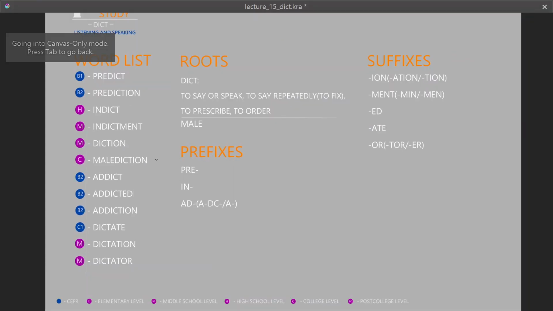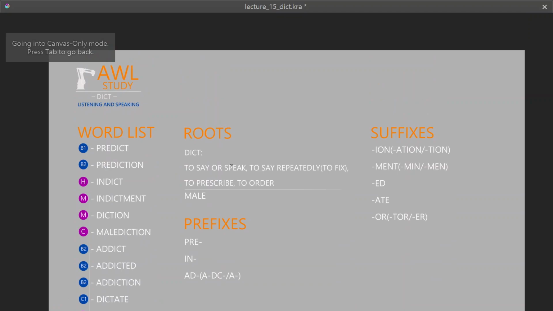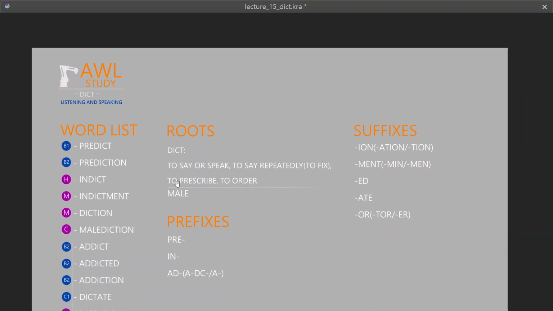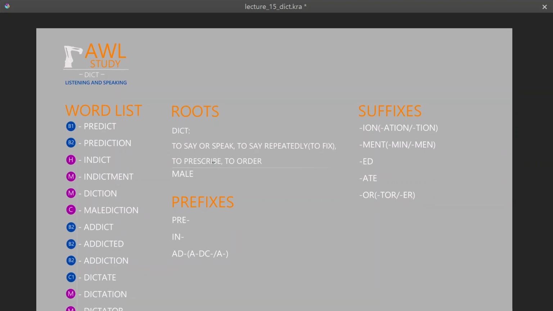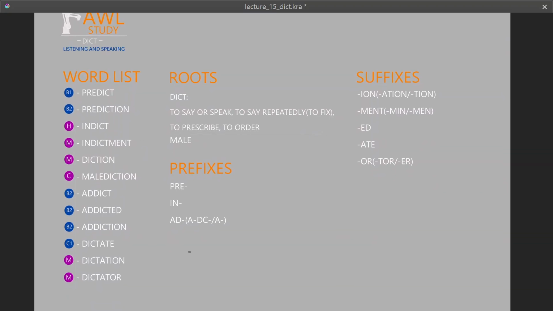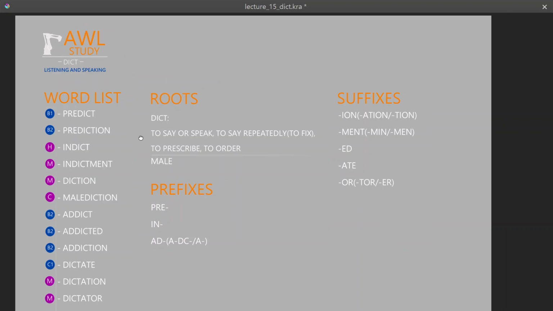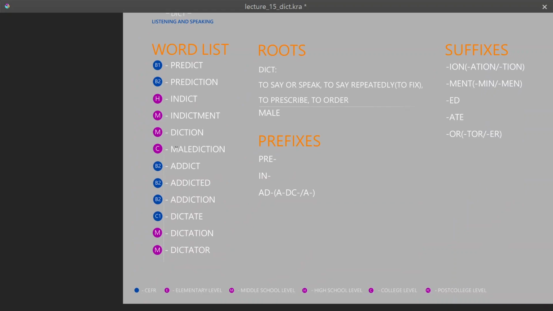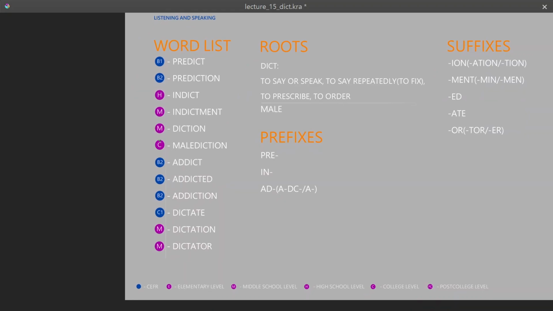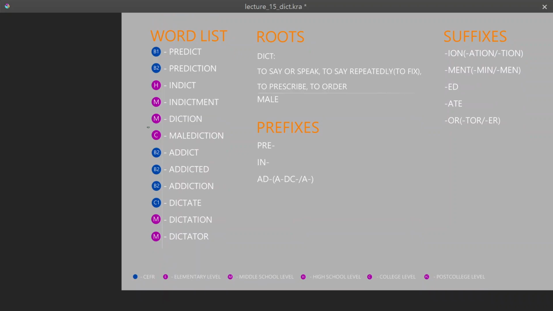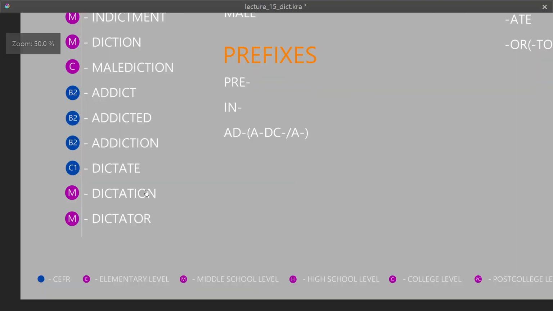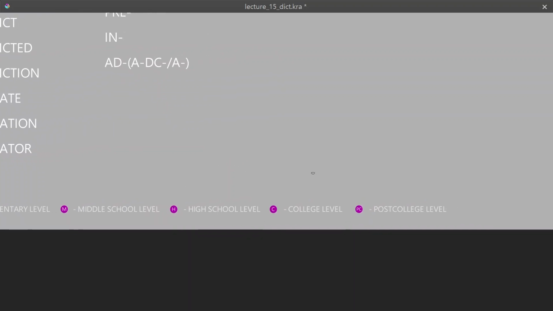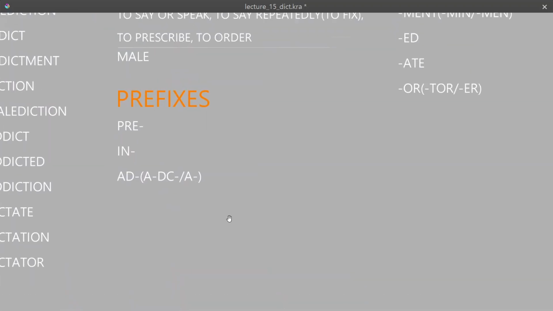Right now we have some words that share the root dict, meaning to say or speak, to say repeatedly, that is, to fix to something, or to prescribe or to order. And we have some prefixes and suffixes that are combined with the root to form these words. And they are labeled with either CFR levels or the general academic levels, namely the elementary level, middle school level, high school level, college level, and post-college level.